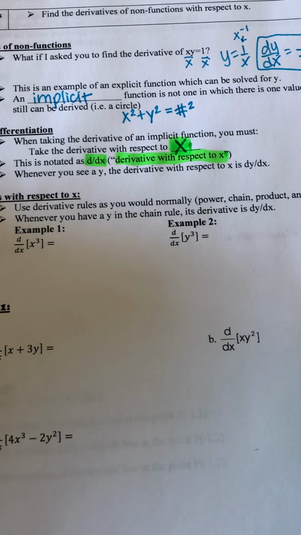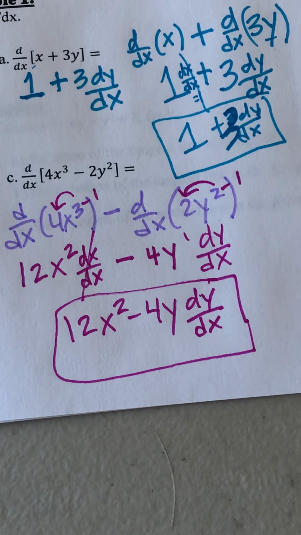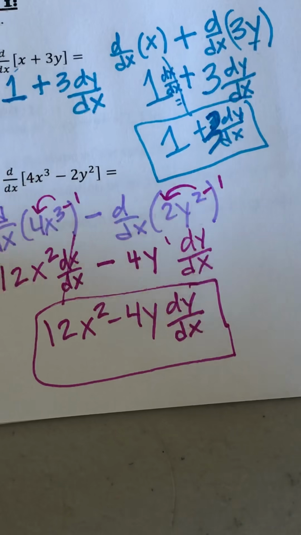Minus, so we'll do 2y squared. That would be 4y to the 2 minus 1 dy/dx. So the variable we derived is y. That needs to go here, okay? That's going to cancel. And we get 12x squared minus 4y dy/dx. That's our derivative with respect to x. Okay? So it's kind of like taking a partial derivative, a derivative by variable, if you want to think of it that way. All right, that's it for page 1.